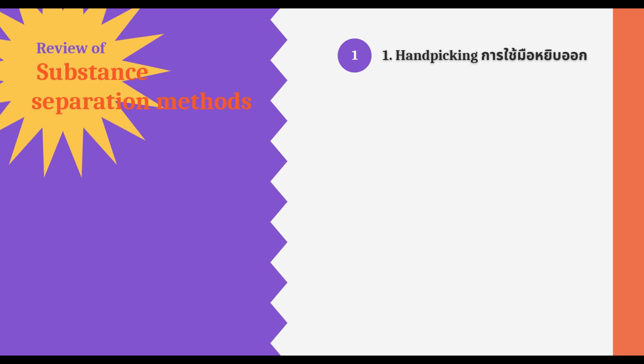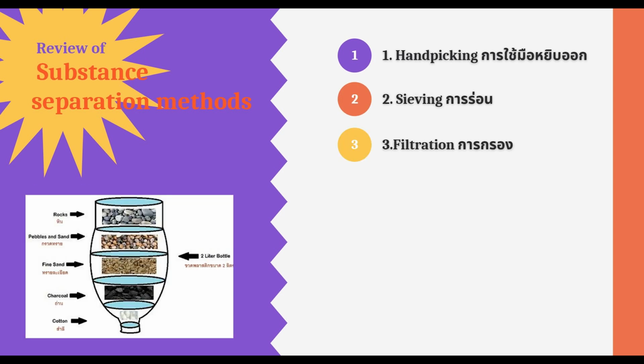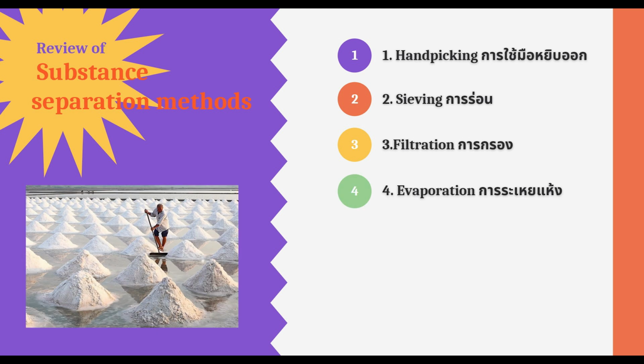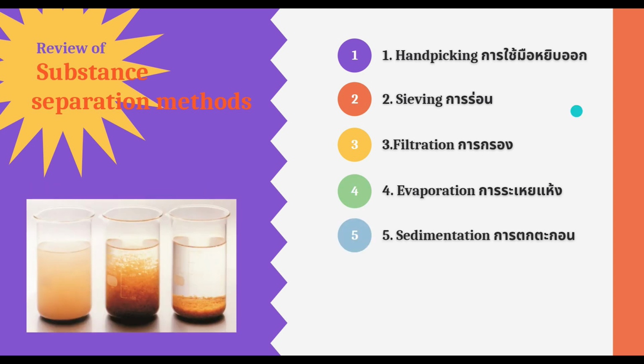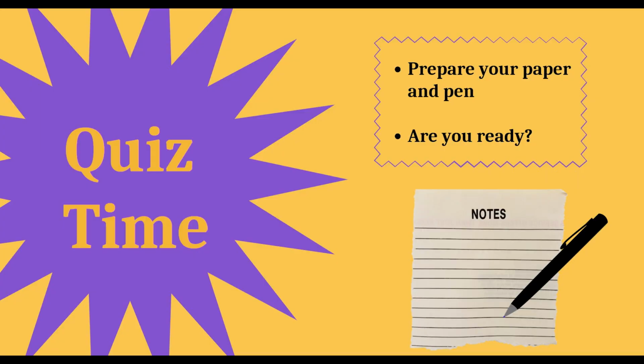To review again, the methods to separate substances are hand picking, sieving, filtration, evaporation, sedimentation, and sublimation. Now it is quiz time. Prepare your paper and pen. Are you ready?